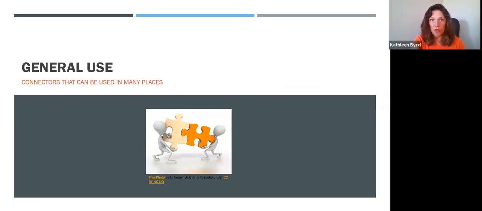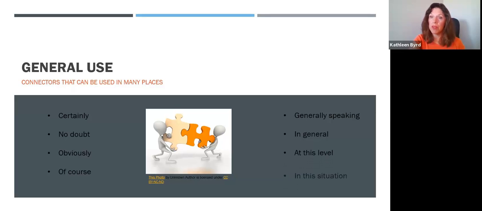Now, these transition words are just sort of general. You can use them in lots of different ways, lots of different places. Certainly, no doubt, obviously, of course, and then these over here are a little different. These are more when we are going to say something in a general way. Generally speaking, in general, at this level, in this situation.